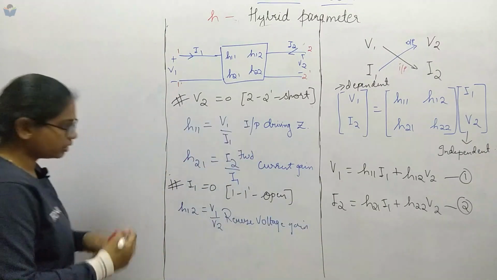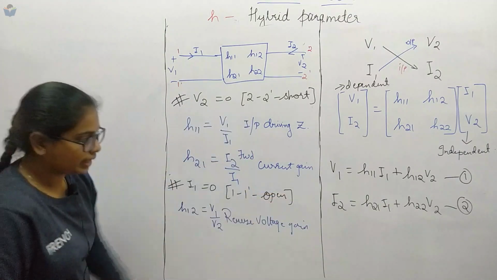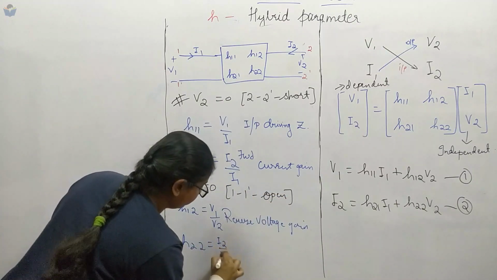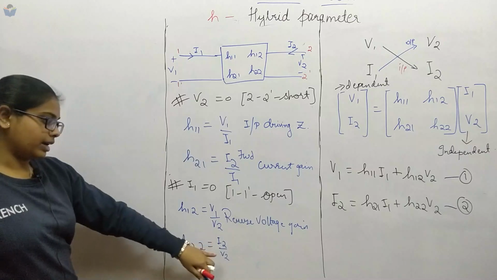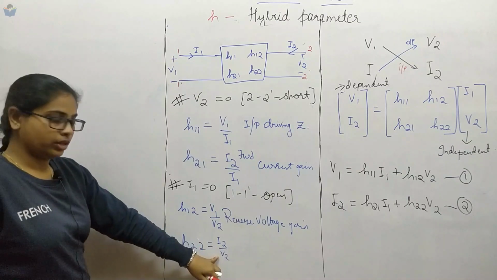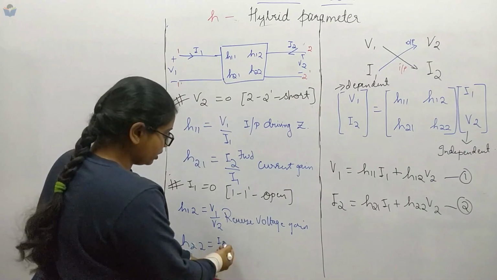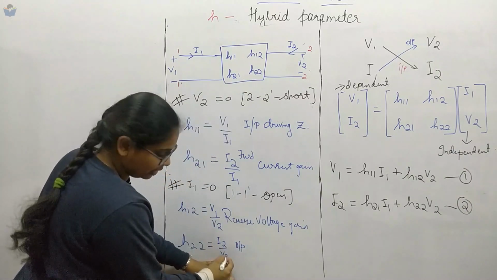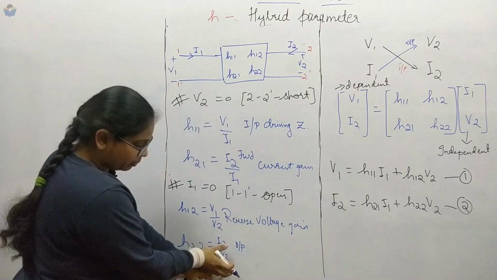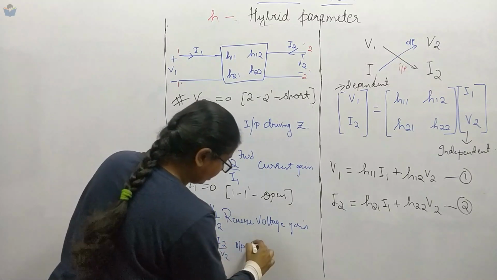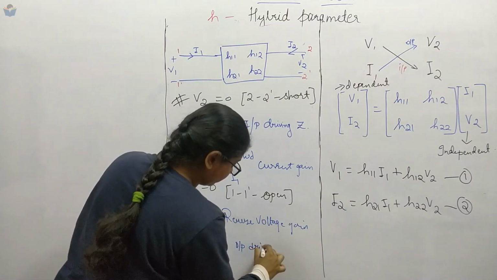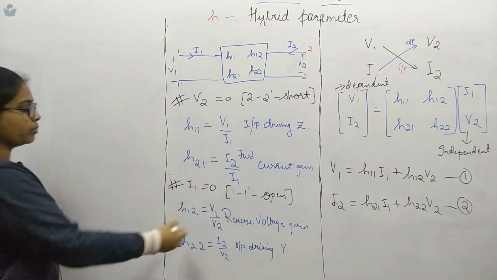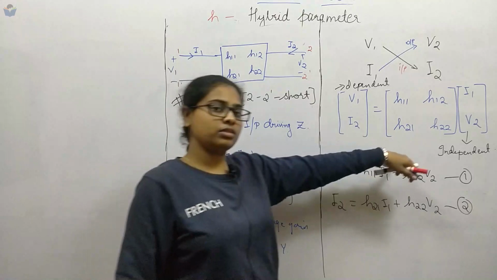Okay, next from equation 2, what will we get? H22 parameter. So it is nothing but I2 upon V2. Okay, so current upon voltage, what will it give you? It gives you admittance. So it is output. Okay, since 2 and 2 is there, it is an output parameter. So you will get output driving admittance. Okay, so these are the 4 parameters. When you analyze, you will get this one.